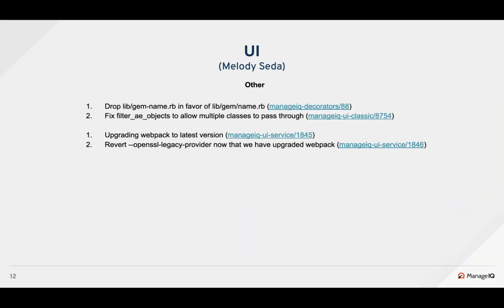Joe has been working on Zeit work, and he changed the libgem dash name to libgem slash name, which is more favorable to Zeit work. Fixes were made for filter AE objects to allow multiple classes to pass through.